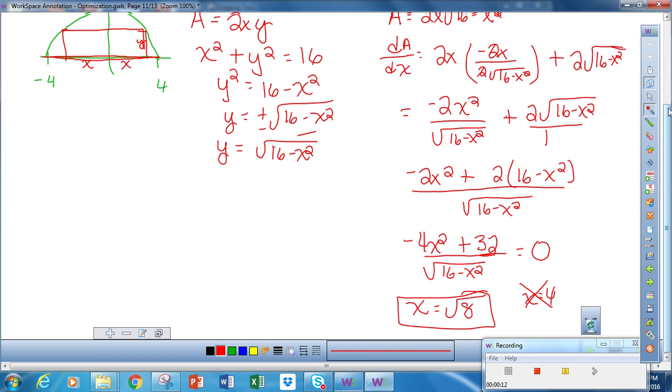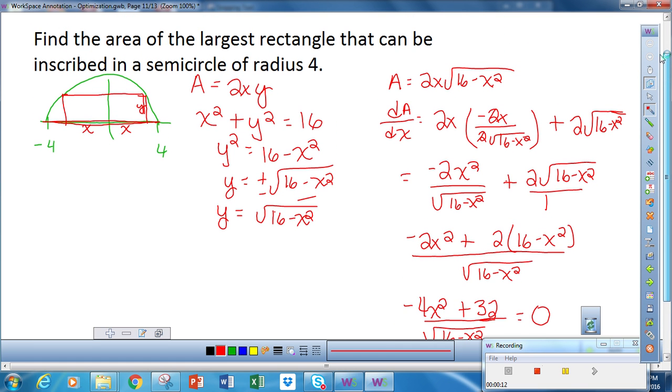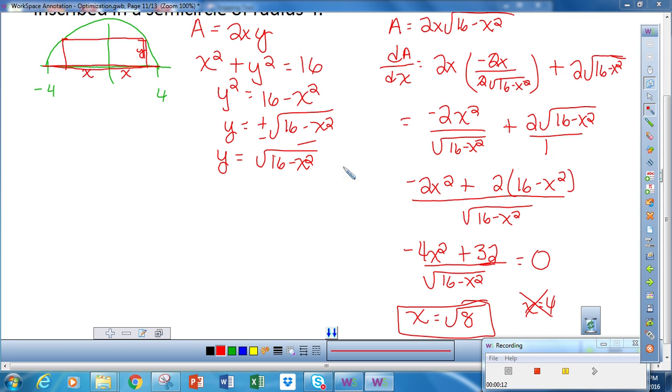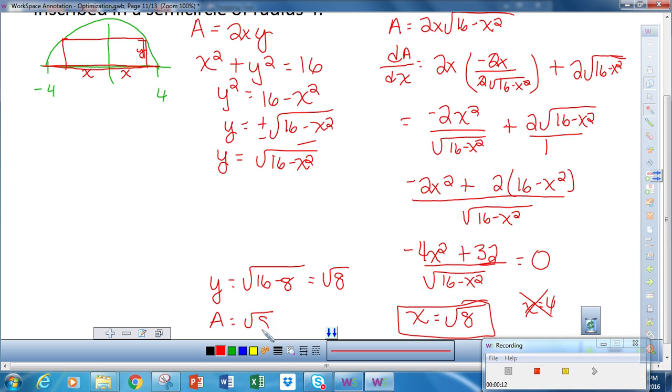And what was the question? The question was to find the area. So I have to solve for y. Then y is equal to the square root of 16 minus 8, which is the square root of 8. So the area is radical 8 times radical 8, and the area is 8 square units.